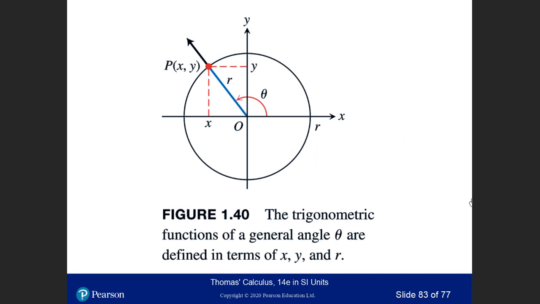Okay, so that's a picture that shows what x and y is. Y is actually the sine of theta. X is here, cosine of theta. Now since this angle is more than 90 degrees, cosine of theta is negative.